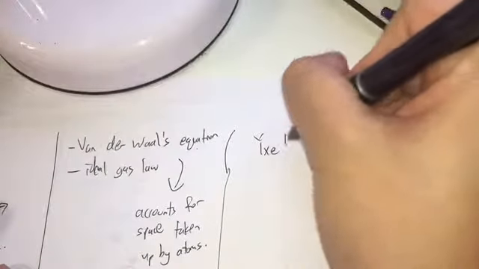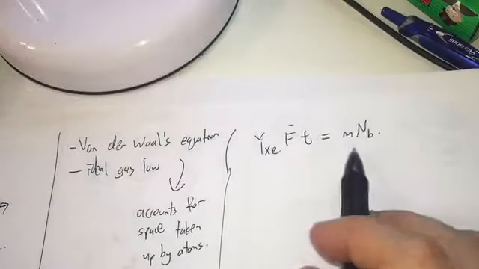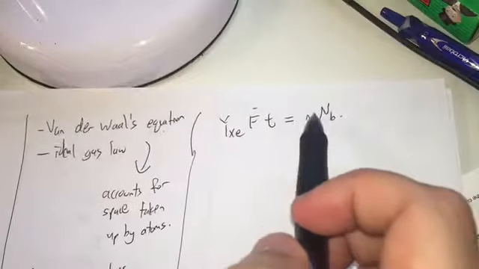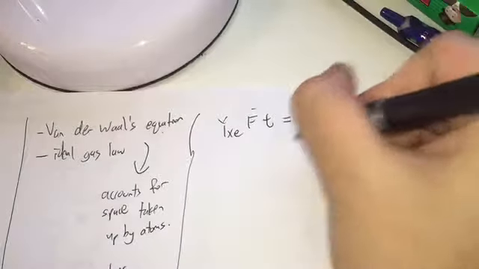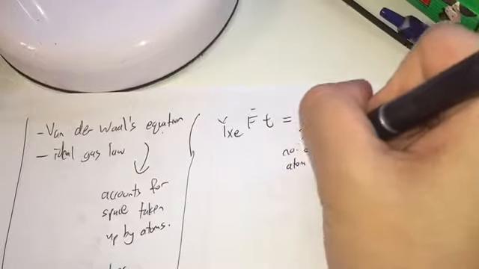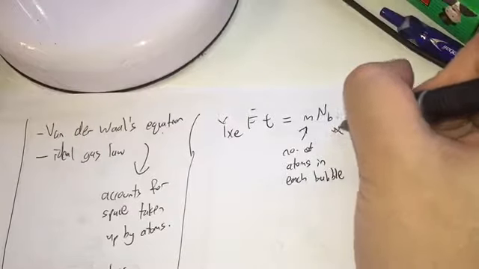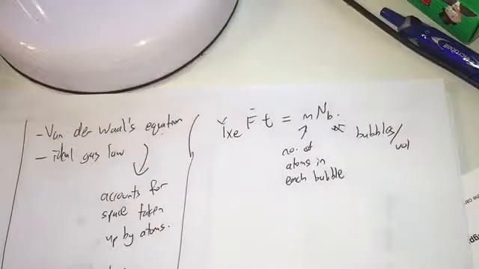So Y_Xe times F times t equals M times N_b, where M is the number of atoms in each bubble, and this is the number of bubbles per volume. Details for all the calculation can be found in chapter 13 of Professor Olander's book.